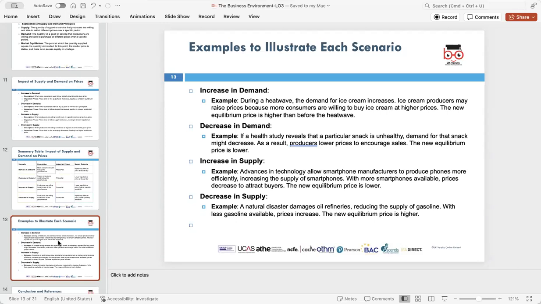These examples demonstrate how real world events can cause shifts in supply and demand, leading to changes in market prices. Understanding these effects helps businesses and consumers navigate economic fluctuations.